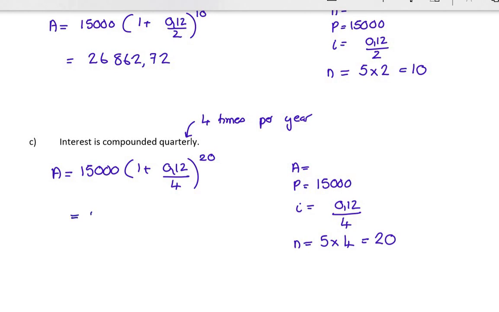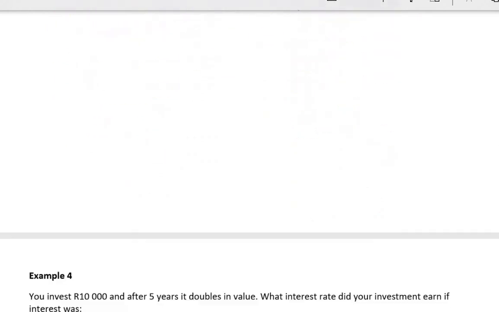So I land up getting 27,091 Rand and 67 cents. So again, slightly bigger. And the reality is if you compounded monthly, you'd get an even bigger amount. If you compounded every day, you'd get an even bigger amount. So I'm hoping you're getting used to this idea of the interest rate being divided into portions and N standing for how many times you got interest and not how many years.